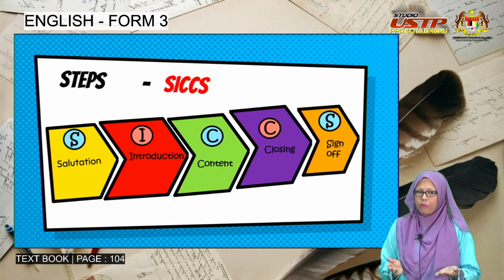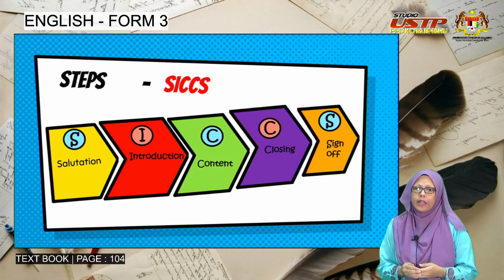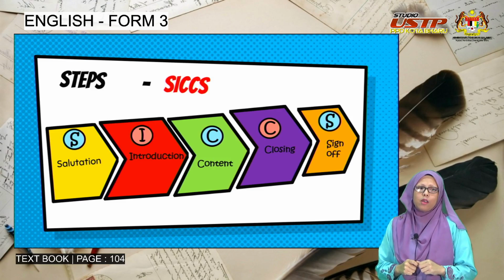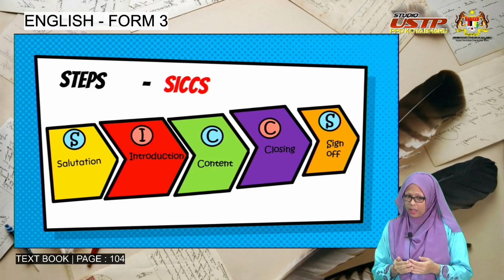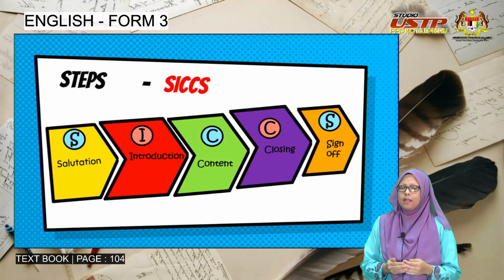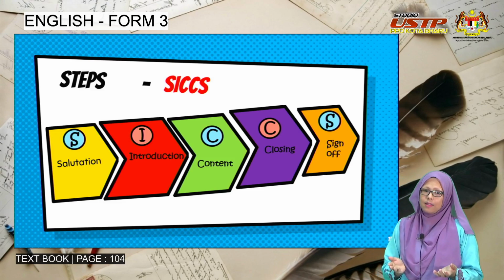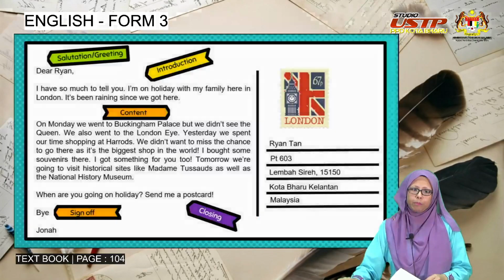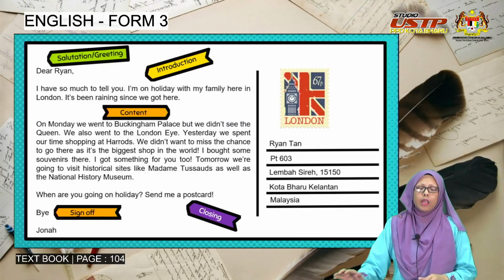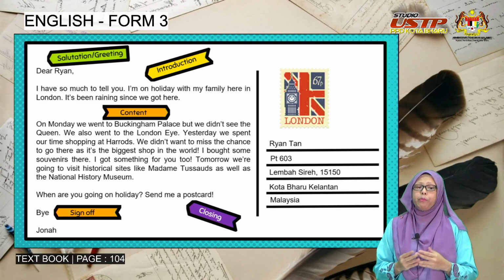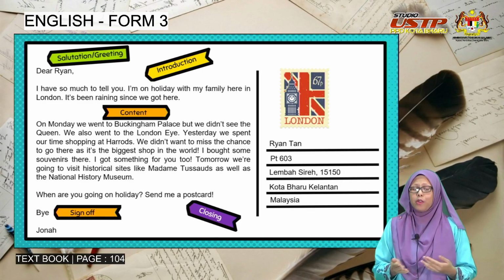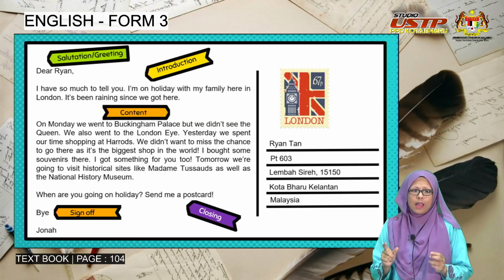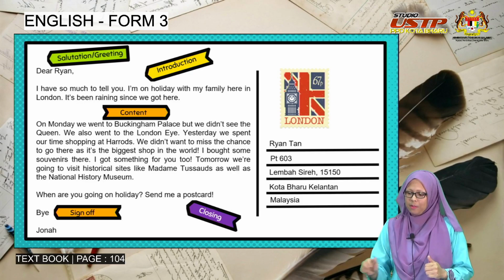So here are the steps of writing the postcard, which I simplify into SICCS. S stands for salutation, I for introduction, C for content, another C is for closing, and last but not least, S for sign off. Here, you can see the postcard from Jonah. Okay, here you can see Jonah used all 5 steps SICCS in his postcard. Well done, Jonah.